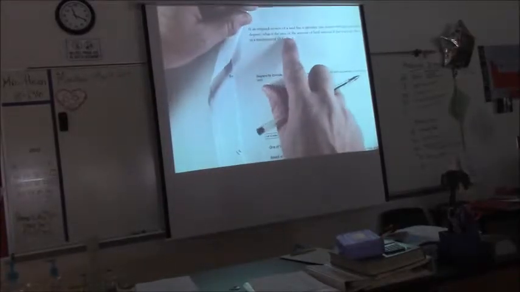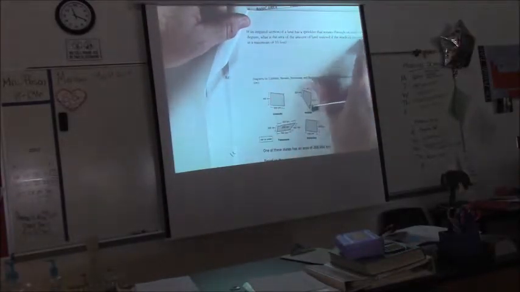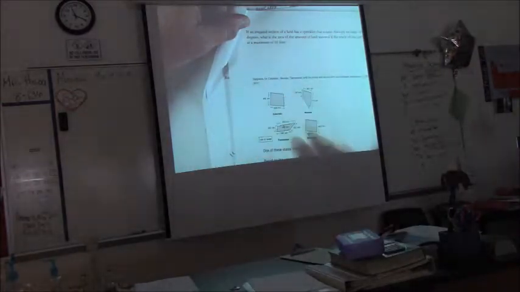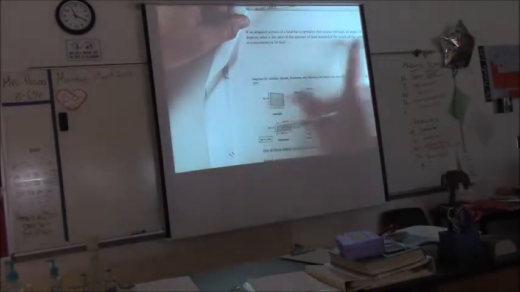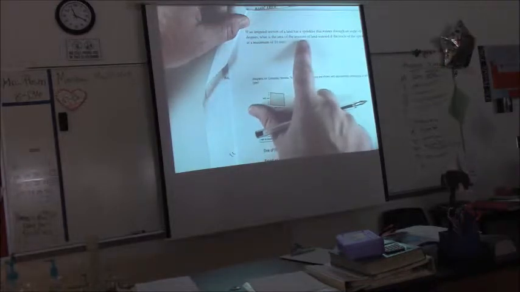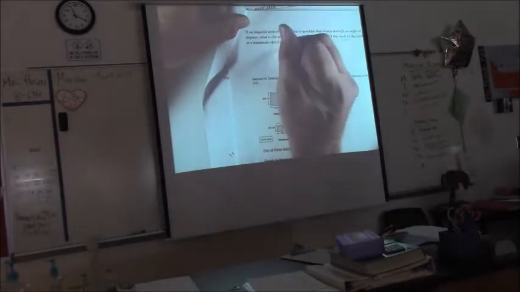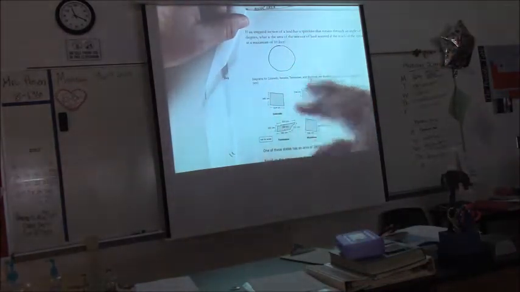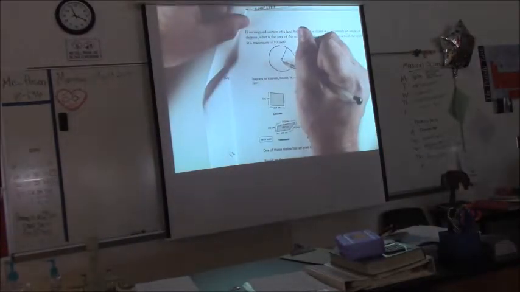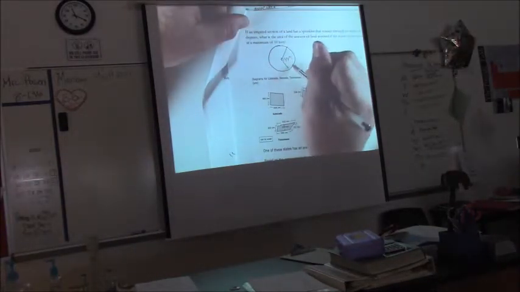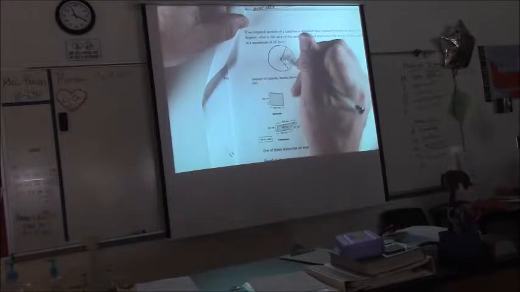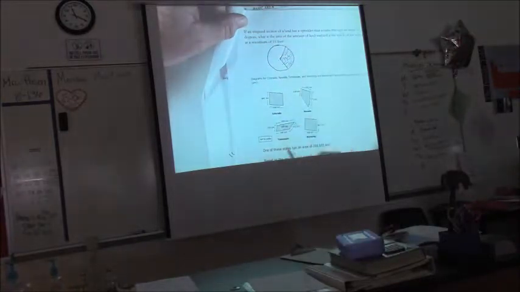Alright, if an irrigated section of land has a sprinkler that rotates through an angle of 144 degrees, we're going to go back to that problem. Through 144 degrees, what's the area of land watered if the sprinkler reaches a maximum of 10 feet? So again, I've done this problem multiple ways. The angle that the sprinkler rotates is only 144 degrees. So what's the amount of area that it waters?